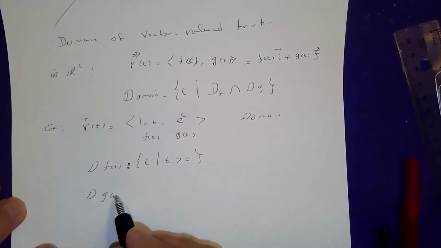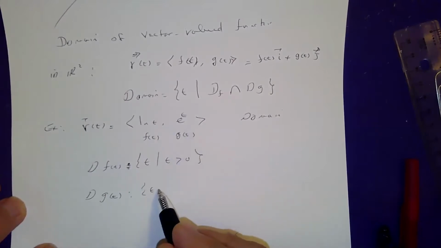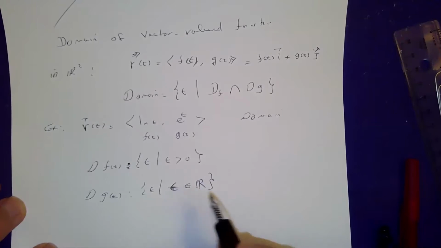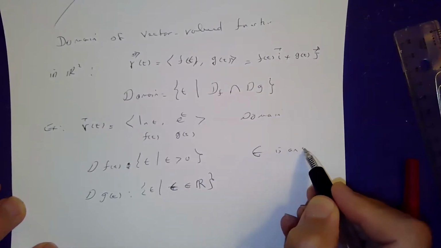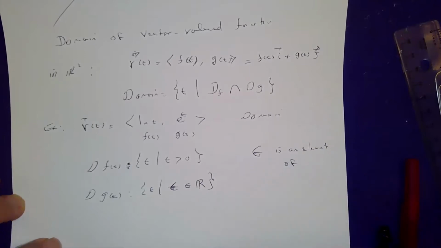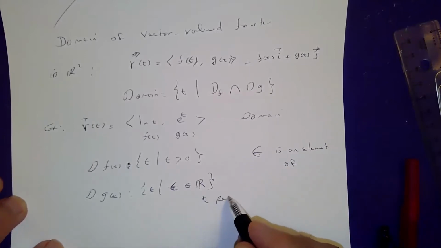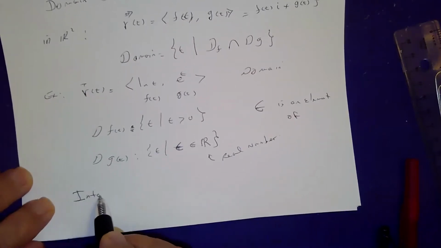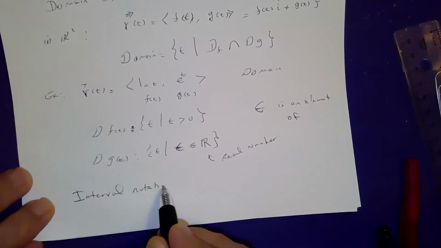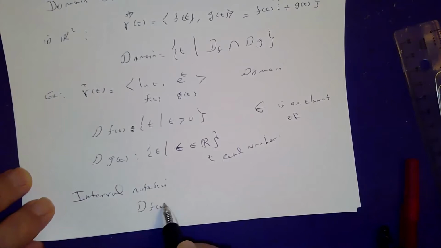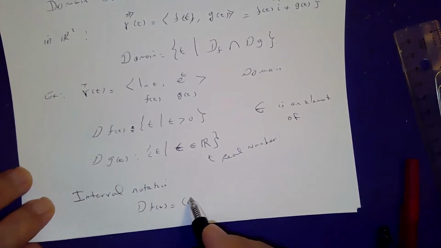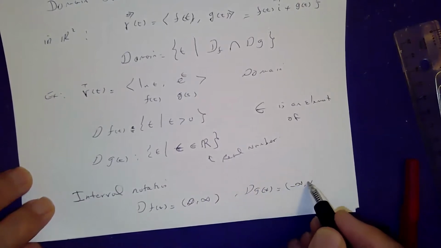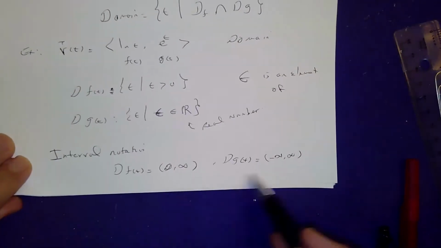What's the domain of g of t? Well, looks like anything goes. So this is how you show real numbers. So this notation means is an element of, a member of, and this notation is real numbers. In interval notation, I can say the domain of f is 0 to infinity. The domain of g is negative infinity to infinity. So the question is, what is in common?